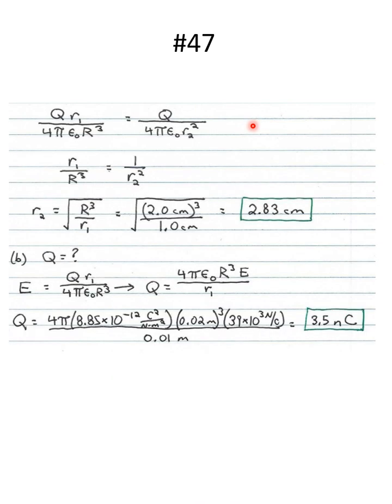We set them equal to each other, and you can see algebraically a whole lot of stuff divides out. The charge divides out. 4 pi epsilon naught divides out. And what we're left with after everything's divided out is R1 over big R cubed equals 1 over R2 squared. And our job is to solve for R2. So go through the algebra. R2 is the square root of R cubed over little r1. Plug in those values. We have 2 centimeters cubed over 1 centimeter, and the square root of that. So we get 2.83 centimeters.